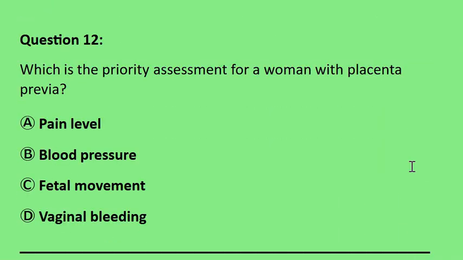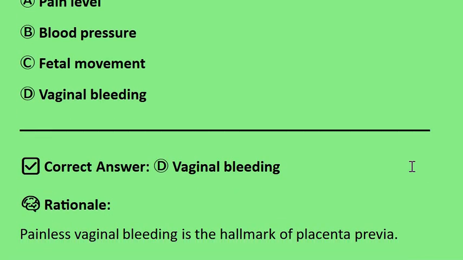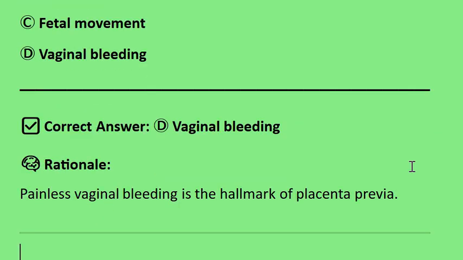Question number 12. Which is the priority assessment for a woman with placenta previa? The most important question again for the exam. Either it's NCLEX, Prometric, CBT, DOH, MOH, SNLE or other nursing board exam. Read carefully. Also share in the comment section whether you were able to give the answer correctly for this question or not. In this scenario, the correct answer is option D, vaginal bleeding. And the rationale is painless vaginal bleeding is the hallmark of placenta previa.